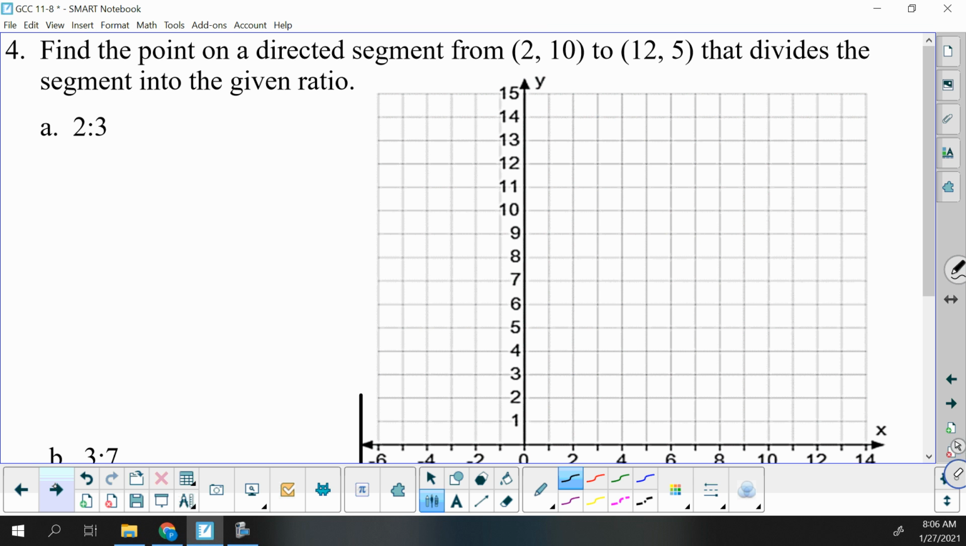All right, moving to the next page, we've got a grid here. So let's take a minute to plot our points and use your straight edge to connect them.